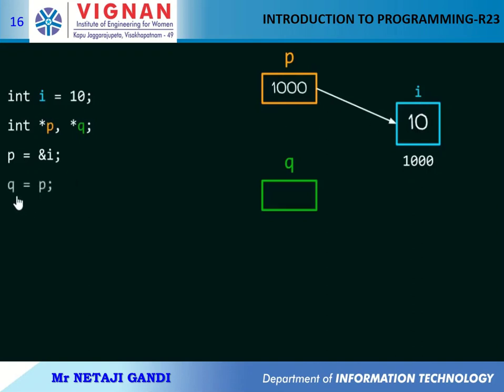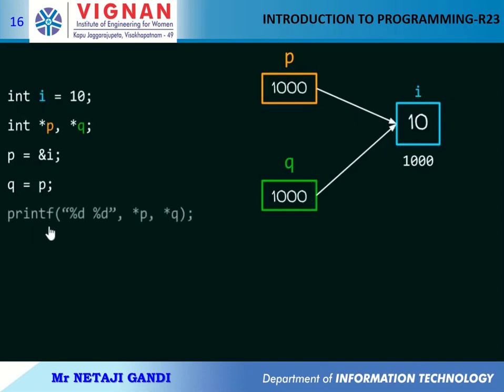Now, with the help of this statement, we are trying to assign the content of p to q. p contains the address 1000, which is the address of variable i. So with the help of this statement, we can give this content to q. Now q will also contain 1000, which is the address of variable i. Therefore, q will also point to this variable. Both these pointers are pointing to the same location.